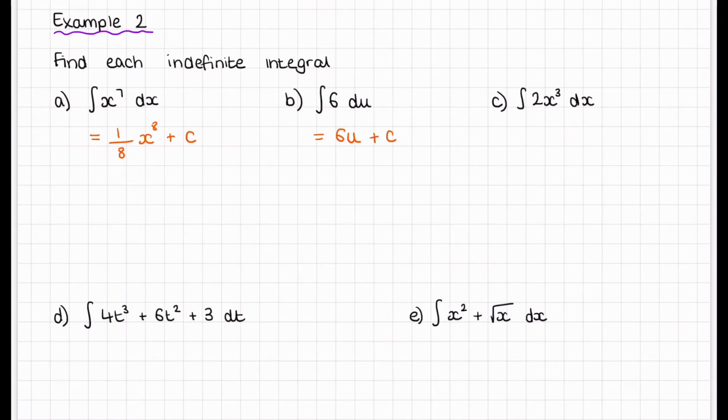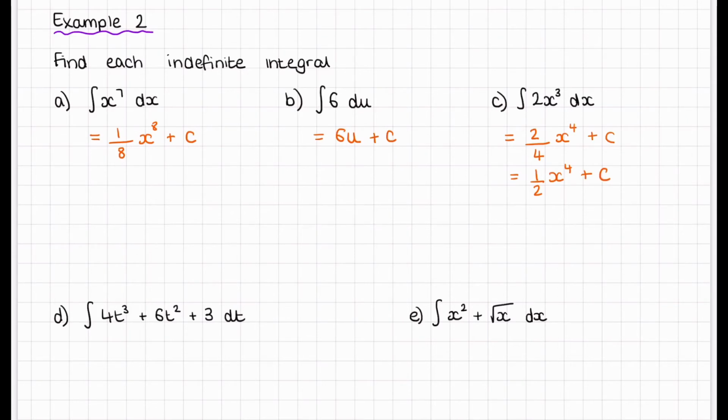c, 2x cubed. Now the only issue here is the 2, but that just stays where it is. So we'll have 2 on, add 1 to the power, which is 4, so before go to the bottom there, add 1 to the power, and then plus c, and then we can obviously simplify that to a half x to the power of 4 plus c.